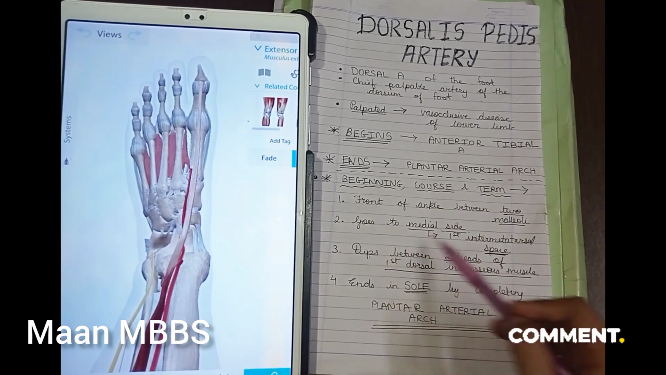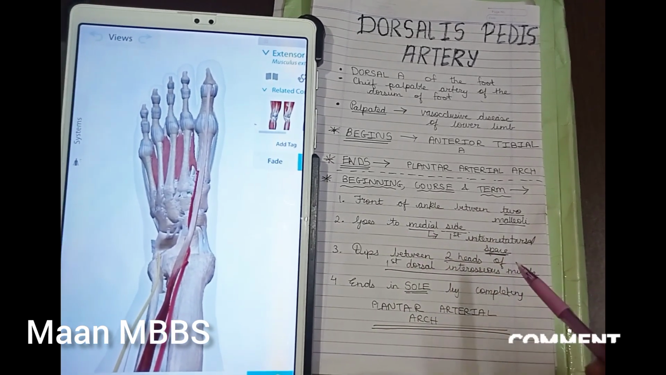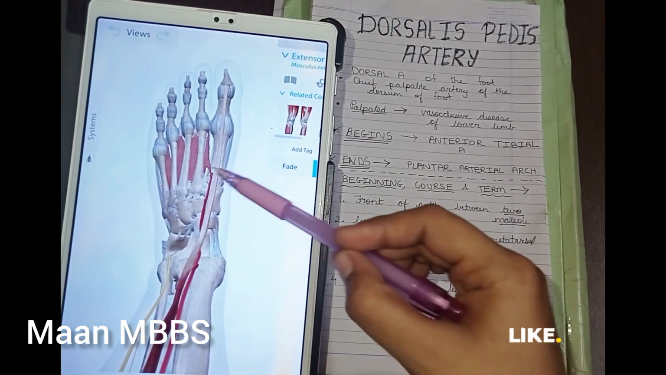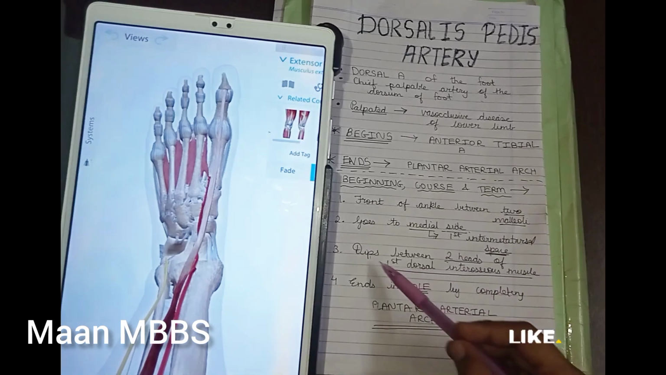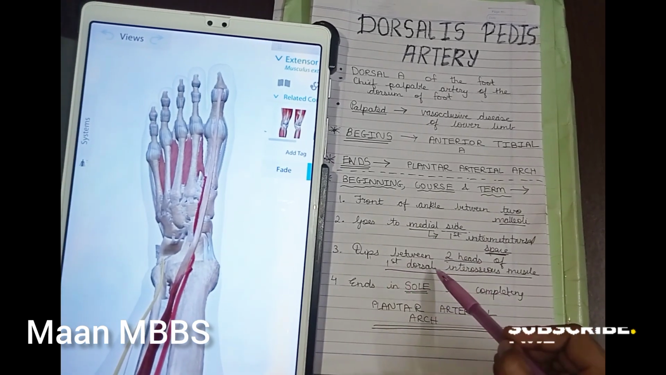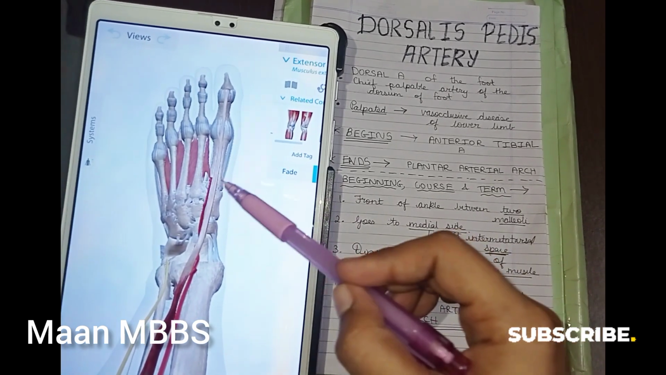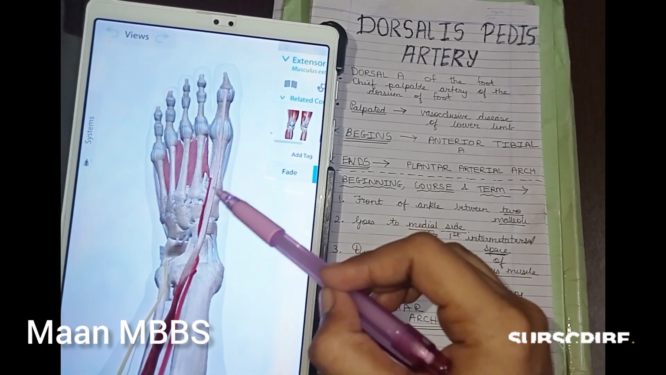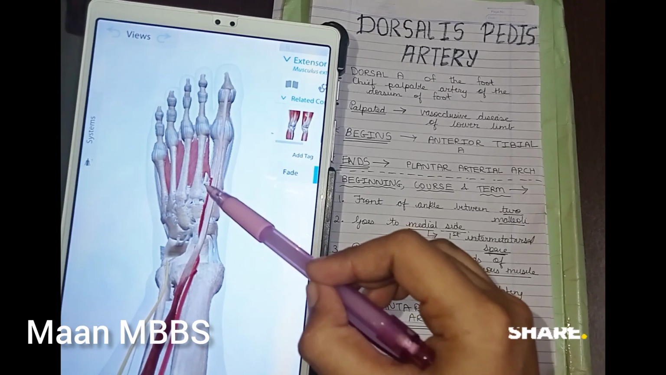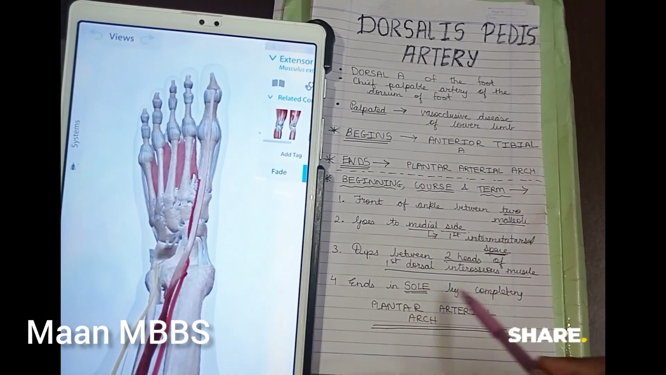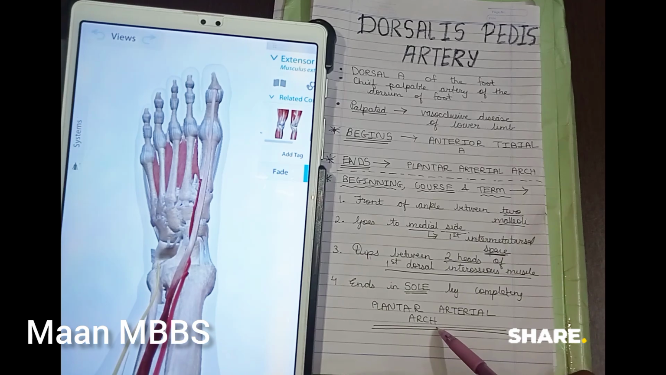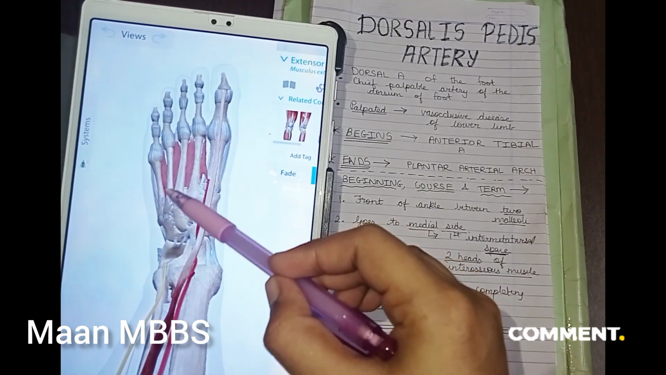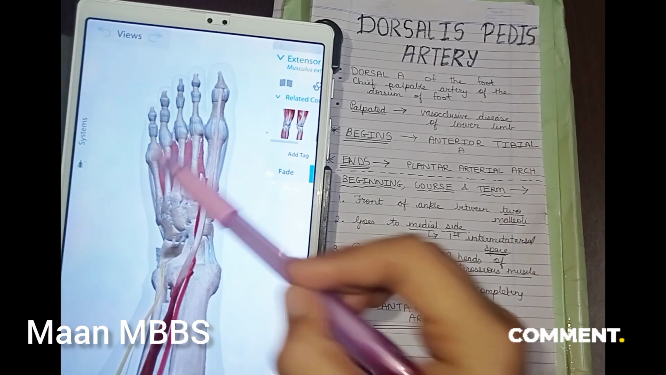and goes into the first intermetatarsal space. So this is our first intermetatarsal space. It dips between the two heads of the first dorsal interosseous muscle. This is our interosseous muscle and these are its two heads. So it dips in it and then ends in the sole by completing the plantar arterial arch. The plantar arterial arch, as I said, is over here, deep to the structures.